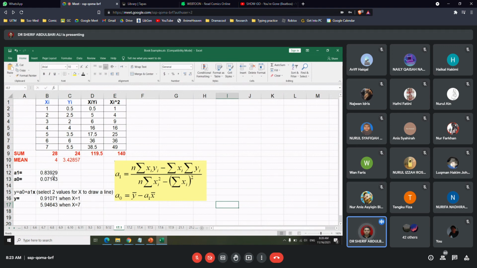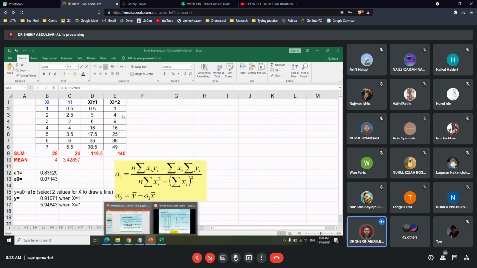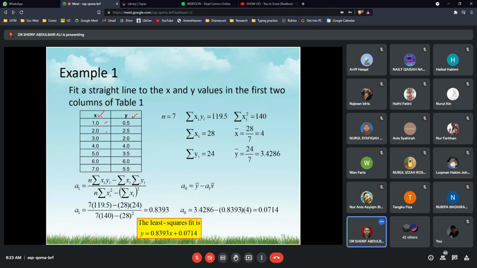So if I put the values here, I will get my slope equal to 0.839 and my intercept going to be equal to 0.07163. So now, if I'm going to write my equation, because I have the intercept and I have my slope. So this is the slope and this is the intercept.